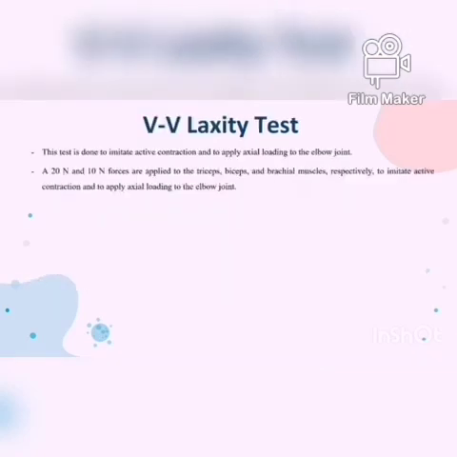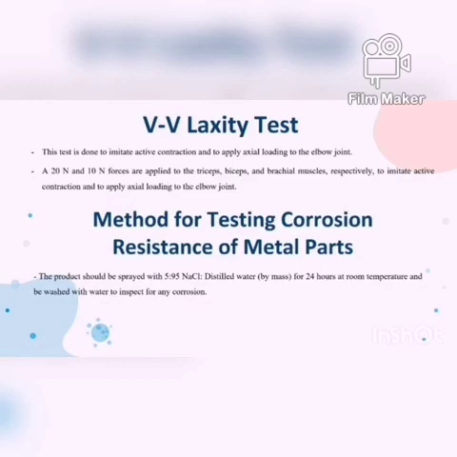This test is done to imitate active contraction and to apply axial loading to the elbow joint. A 20 Newton and 10 Newton force are applied to the triceps, biceps, and brachial muscles, respectively, to imitate active contraction and to apply axial loading to the elbow joint.